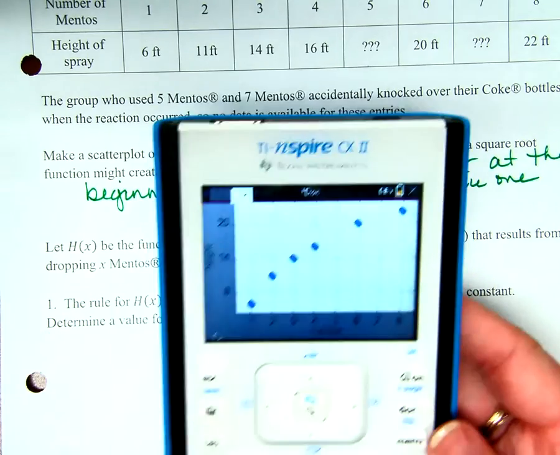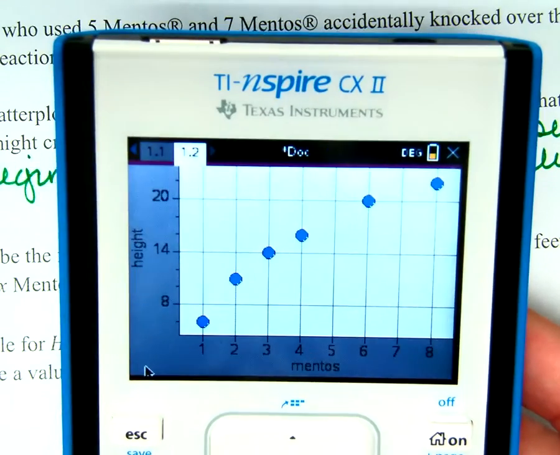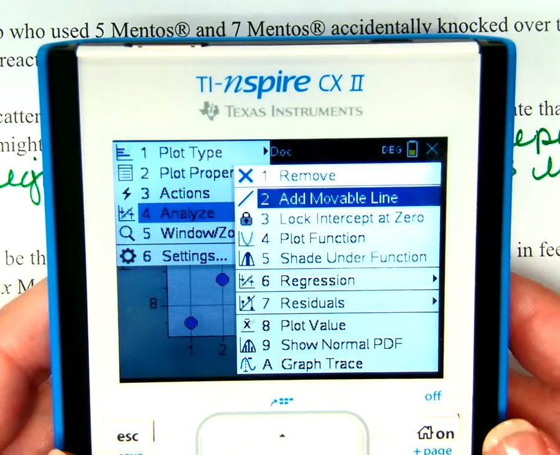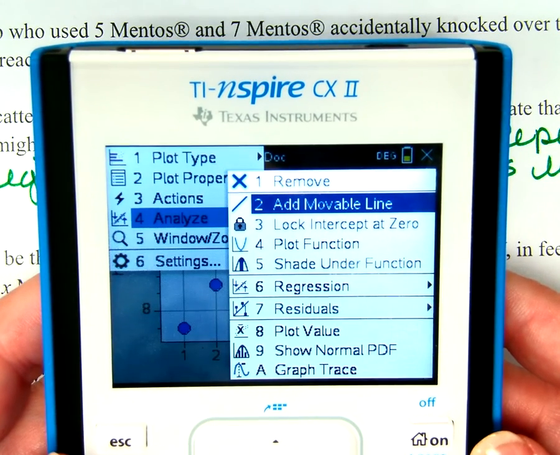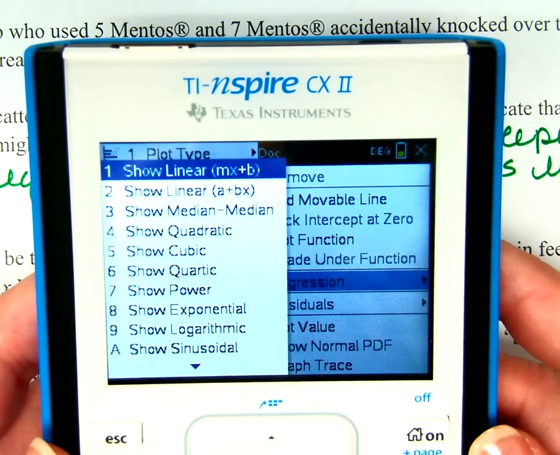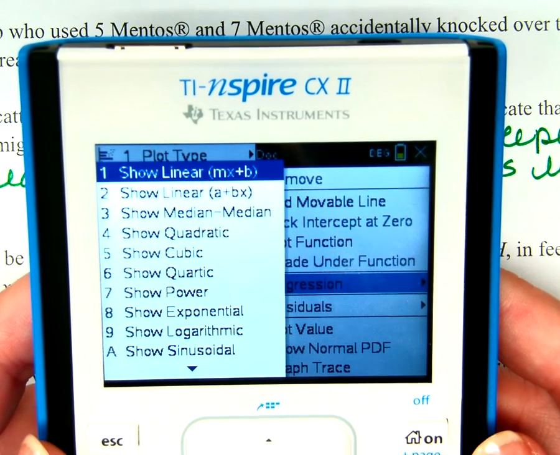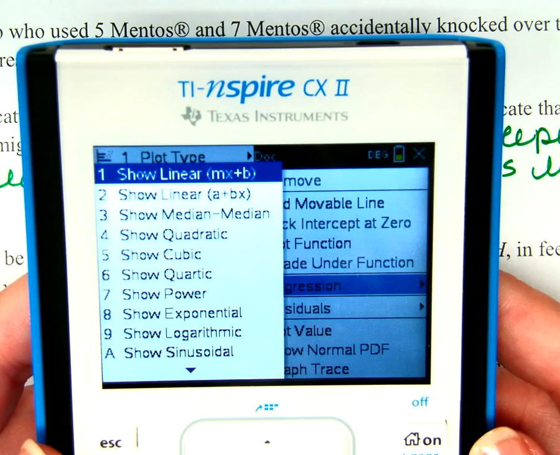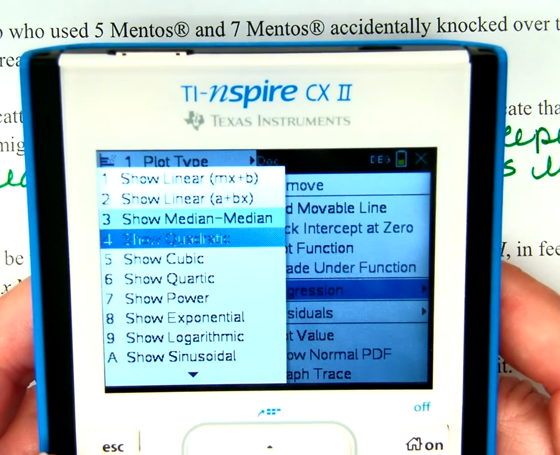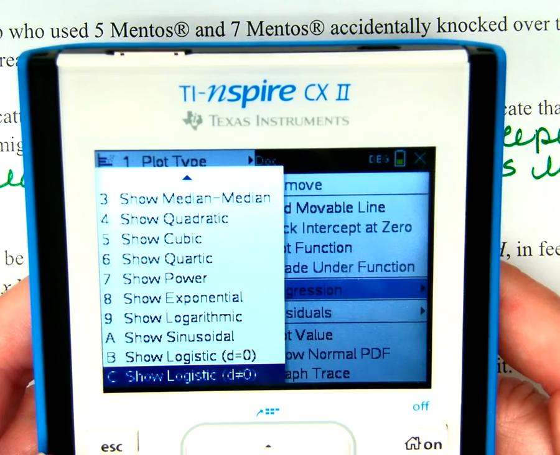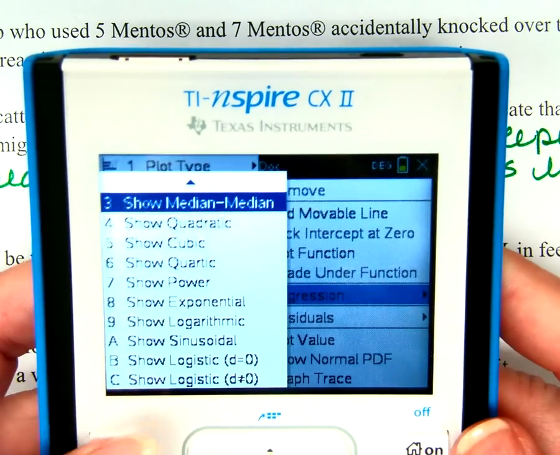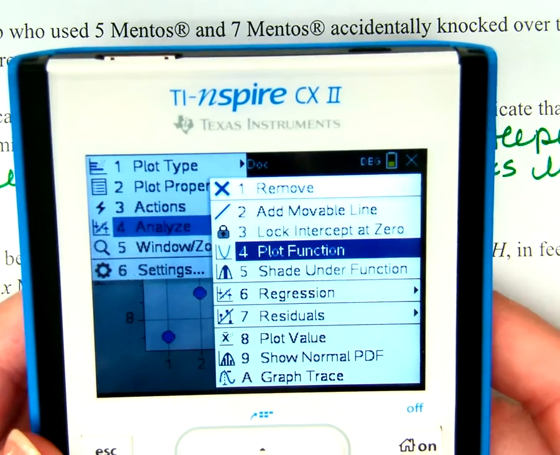So let's go back to our calculator and look for just a second. If I do menu and analyze my function, how do you think I could get the equation of the function? Oh, regression. That would be super easy, right? Are we wanting a quadratic? Uh-oh. There's not a square root, is there? Well, we're going to have to do this instead.